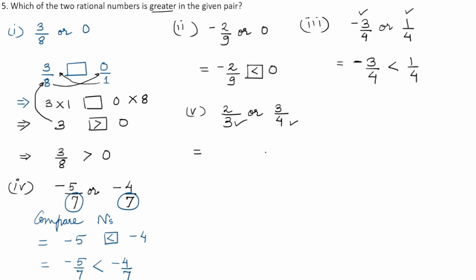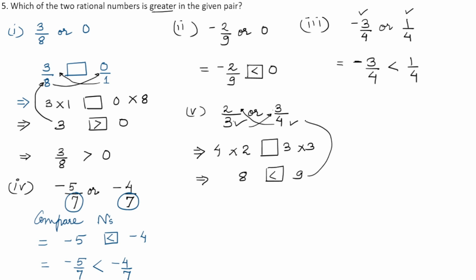Now, on cross multiplication, this 4 will get multiplied with 2 and this 3 will get multiplied with 3. So 3 gets multiplied with 3 and 4 is multiplied to 2. And we'll put this comparison box. You get here 8 and you get here 9. Now tell me which number is greater here? Yes, it is number 9. And 9 belongs to which rational number side? 3 by 4. So it means what? That 2 by 3 is smaller than 3 by 4.